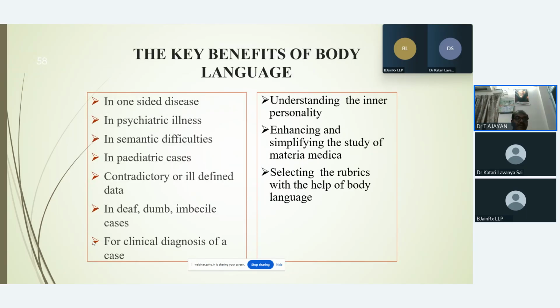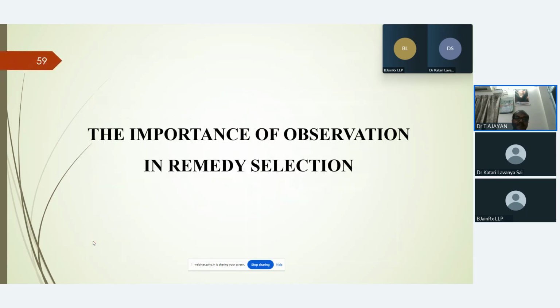In the beginning, I will convey to you that physical examination or objective level symptom is of more benefit if you have one-sided cases, psychiatric illness, somatic difficulties, pediatric cases, contradictory or ill-defined data, and in tongue-tied, dumb, imbecile cases for clinical diagnosis of the case. Then again, it will help for understanding the inner personality, for selecting the rubric with the help of the body language. Just look at the importance of observation in remedy selection.